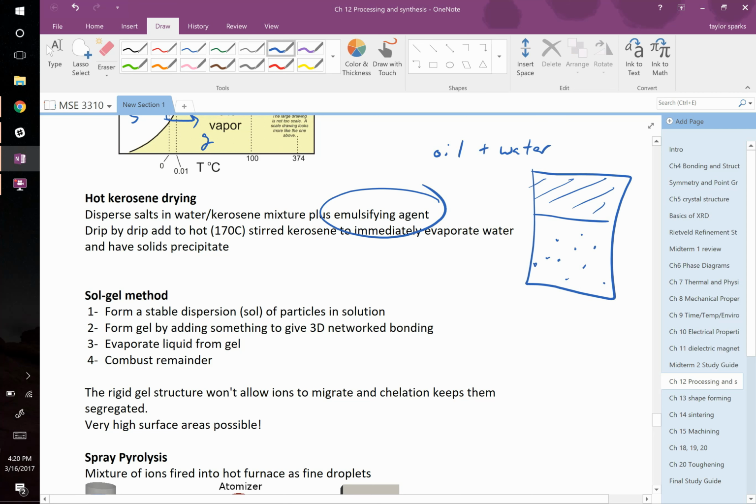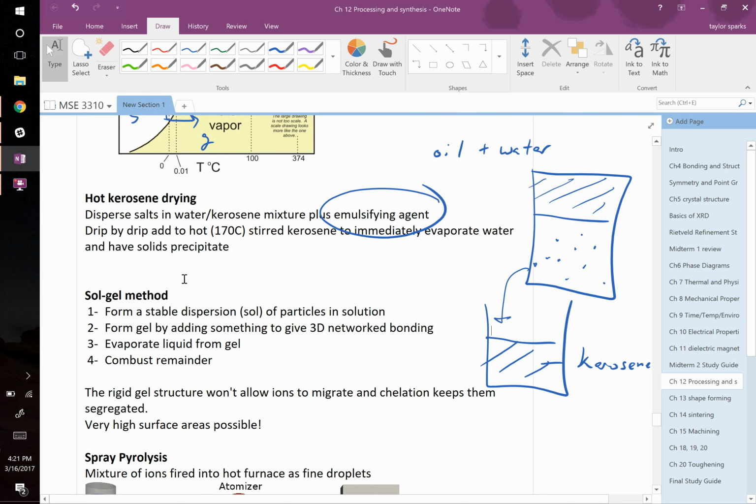And then you're going to add this drip by drip into very hot kerosene, right? So you've got very hot kerosene, and you're going to add this drop by drop into here, such that every single drop, when you drop it in there, should have the opportunity to immediately evaporate the water, and you'll just have the solids precipitate. If your solids are completely soluble in the kerosene, this will not work. It requires that your materials be not soluble in kerosene, and it works for a lot of the ceramic materials that we are interested in.